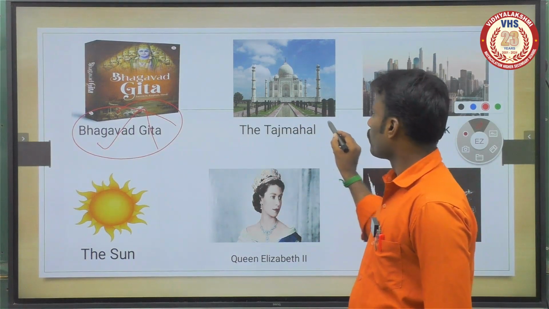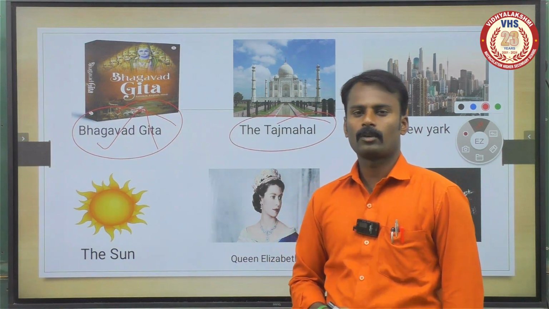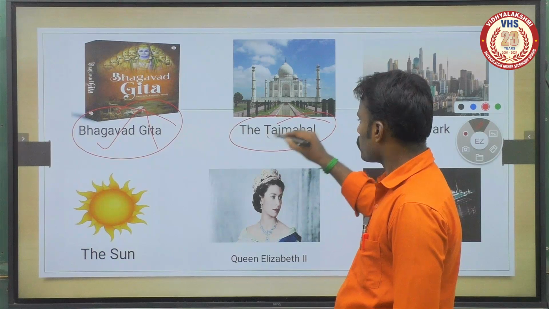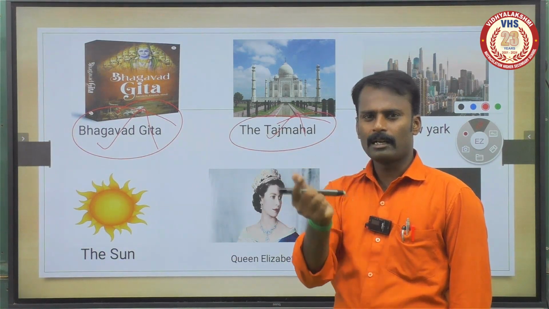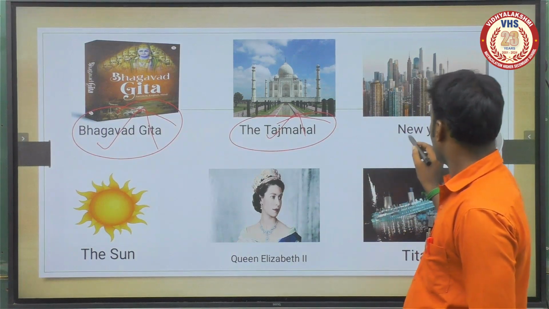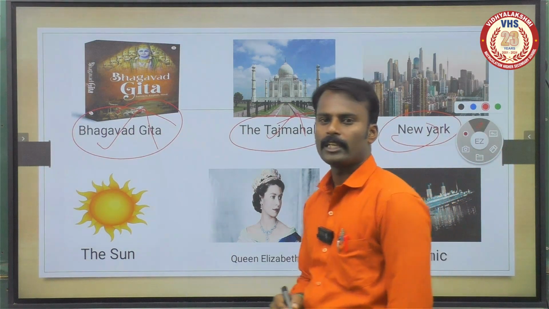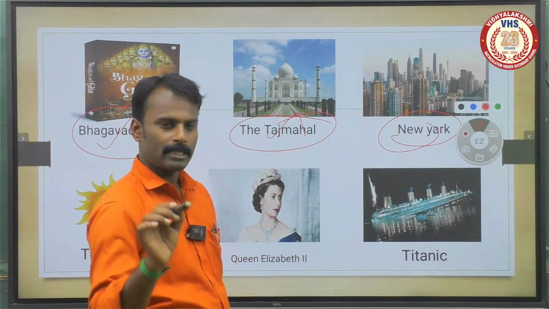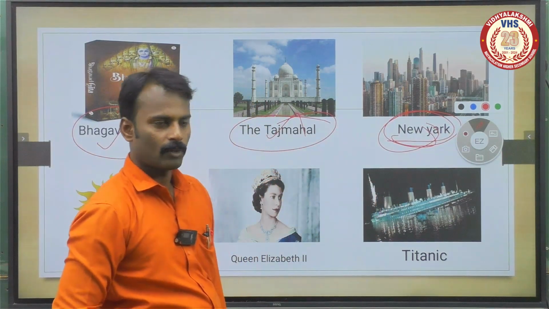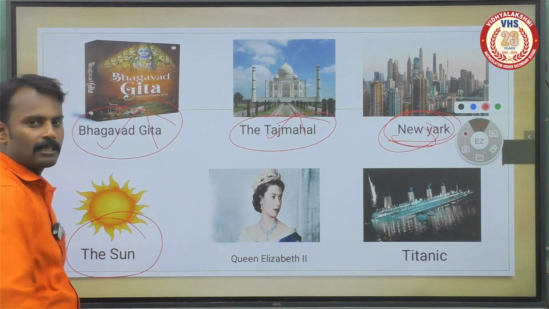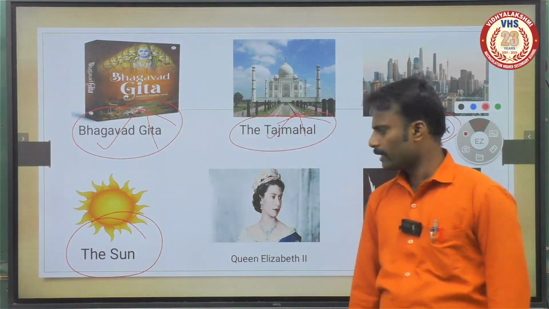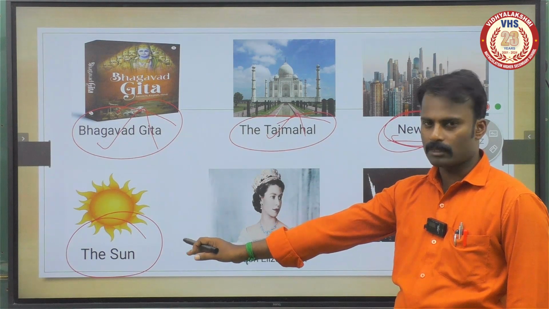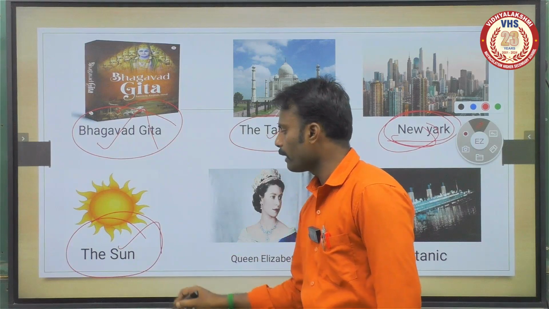Next one, Taj Mahal. Taj Mahal is one of the wonders. I am not talking about wonders. I am just talking about Taj Mahal. Okay, see, New York. New York is one of the cities. Here I am not talking about cities. I am just talking about a city, that is New York City. Next one, the sun. The sun is one of the planets. Here I am talking only about the sun.